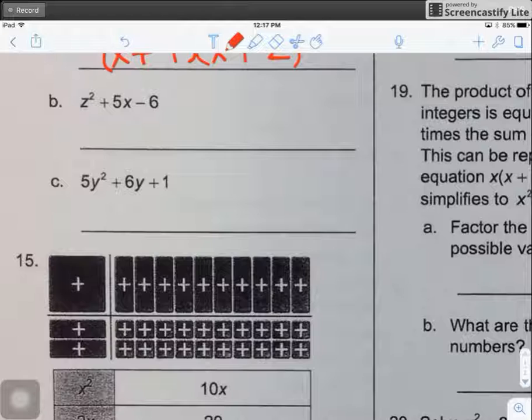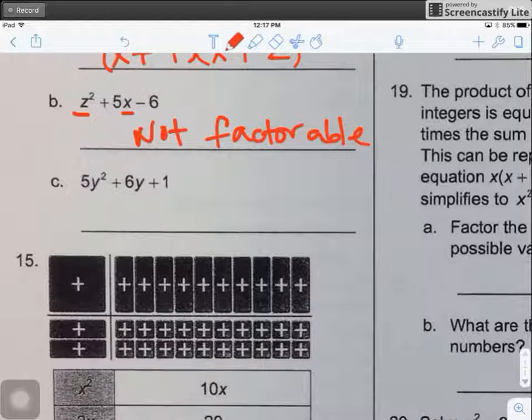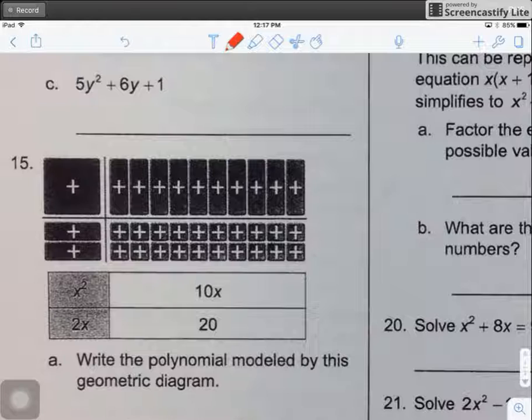For the second part, since the variables are not even the same, then we're not going to be able to factor this. So this is actually not factorable, or in simplest form already.